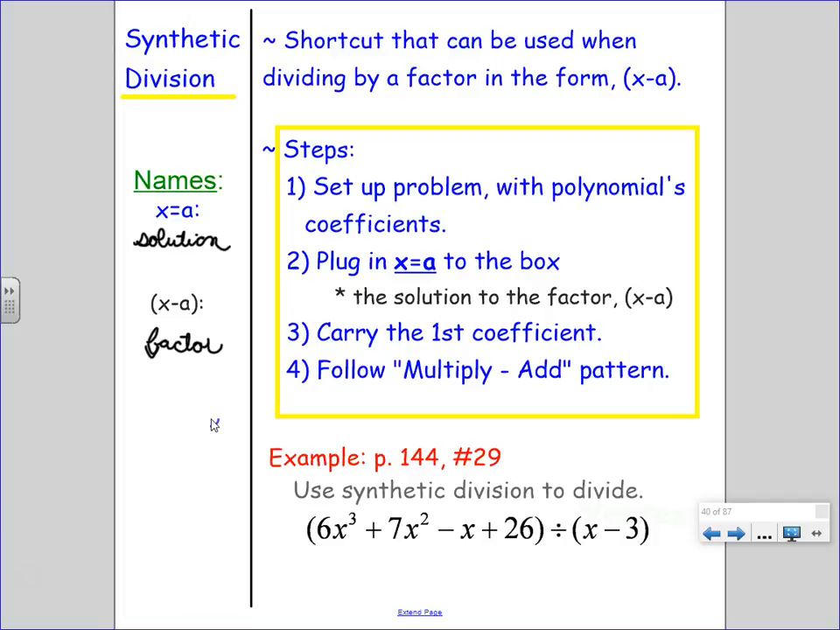But could you solve it with long division if you so desired? Yeah, of course. Who would go in the box? The first one. Who would go outside? The second one. But since it is of the form x minus a, we can use the shortcut, so I guess we'll review.